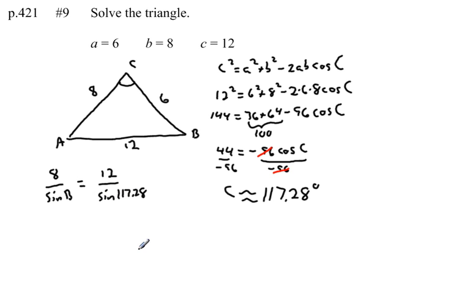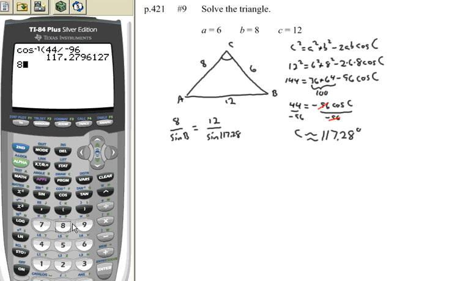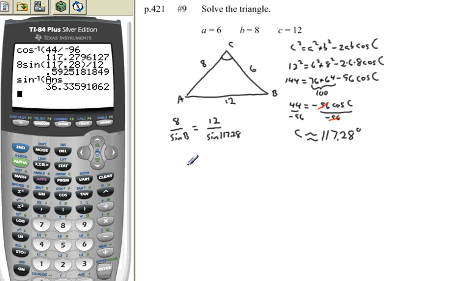So I know I can cross multiply here, so let's get our calculators out once again. And we can figure out 8 times the sine of 117.28, and we'll divide that by 12. Now that tells me that the sine of angle B is equal to 0.59. If I take the inverse sine of that answer, I know that angle B is about equal to 36.34 degrees.